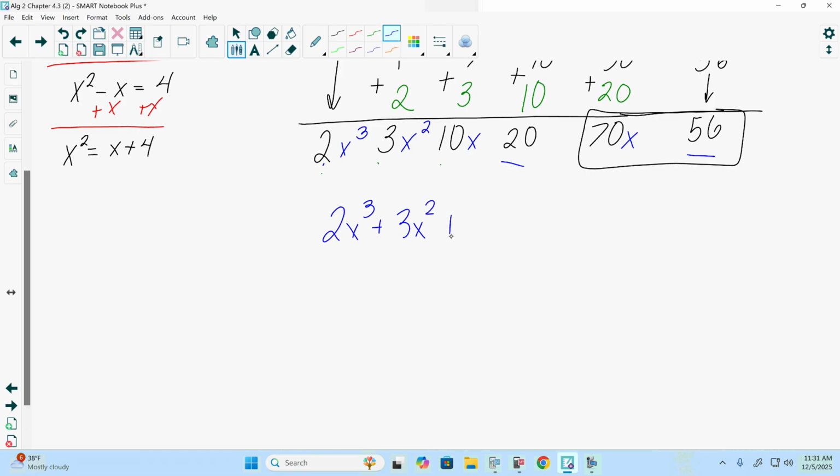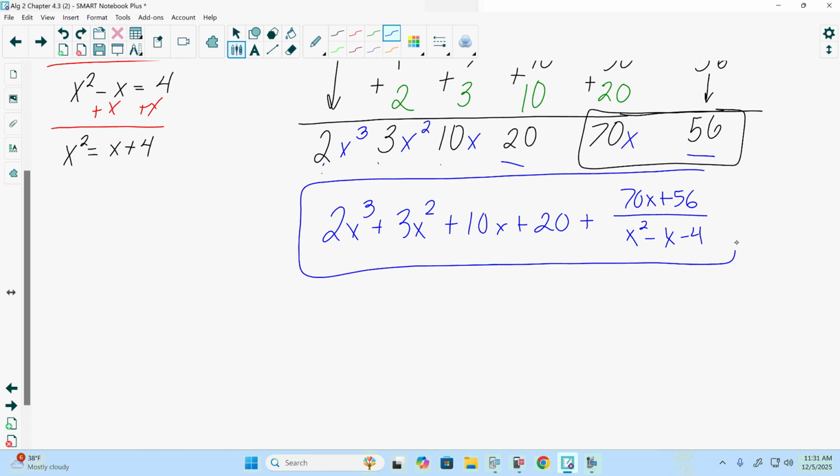So when we write it back out, we'd still have 2x cubed plus 3x squared plus 10x plus 20 plus 70x plus 56 over x squared minus x minus 4. If the 56 was negative, it'd be negative 56, or if the 70 was also negative, negative 70x plus or minus 56, we would keep the sign with it.